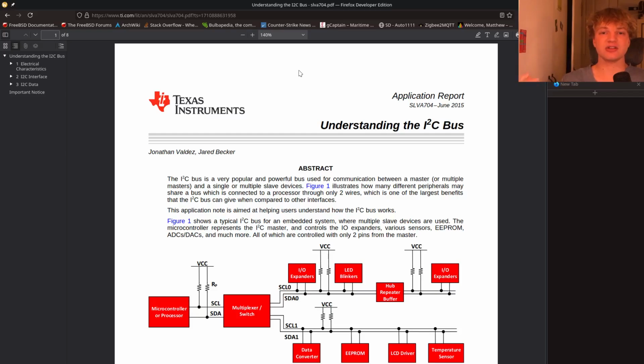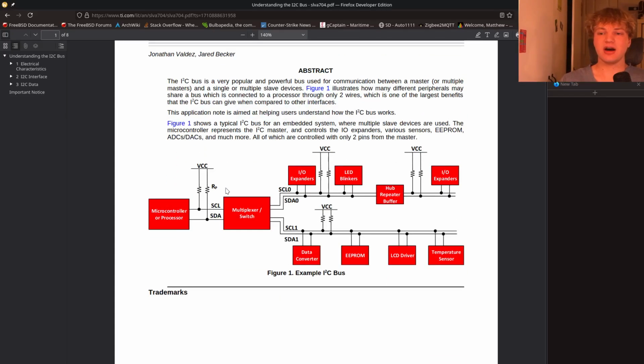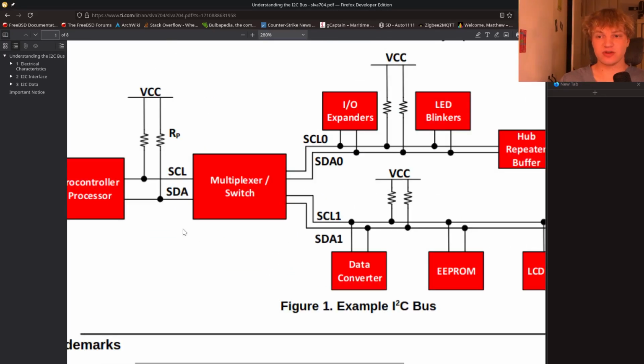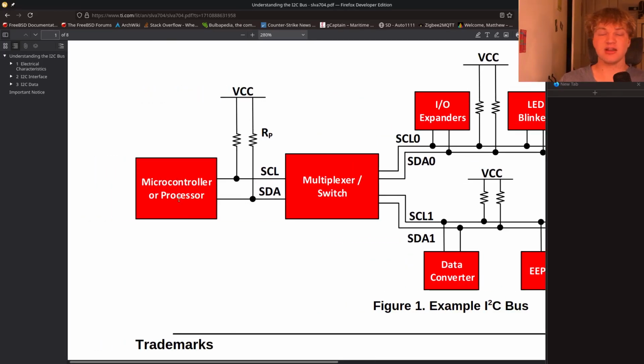The entire bus only uses 2 wires. What are those 2 wires, you ask? Well, they are SCL and SDA. So you can see here in this little diagram, we've got these 2 lines coming from the MCU. We've got an SCL line and an SDA line.